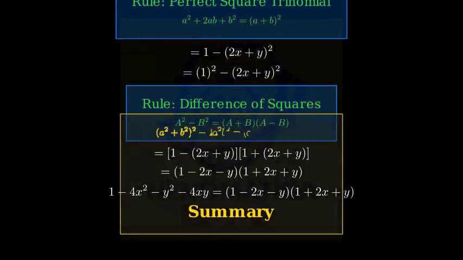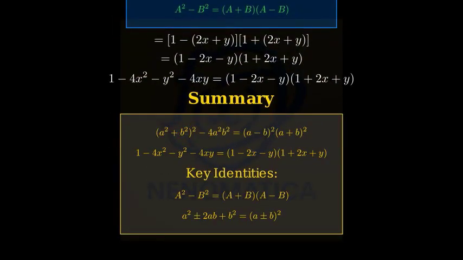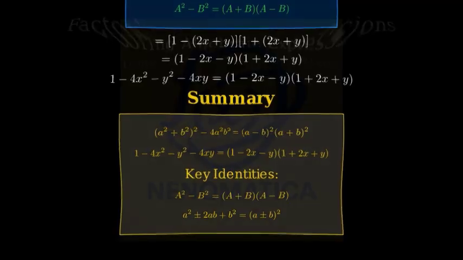Let's summarize what we've learned in this video. We've seen how to work with expressions involving perfect squares and differences of squares. The key algebraic identities we've used are A squared minus B squared equals (A plus B) times (A minus B), and a squared plus or minus 2ab plus b squared equals (a plus or minus b) squared. These factorization techniques are powerful tools that help simplify complex algebraic expressions. Practice applying these formulas to different problems to become more familiar with recognizing these patterns.